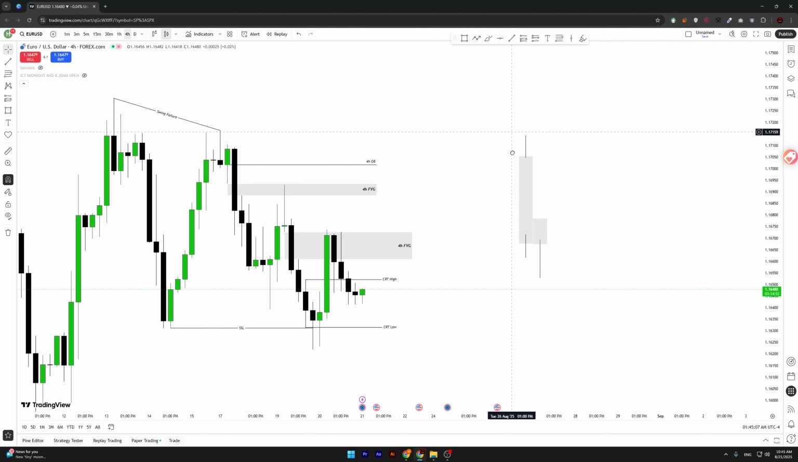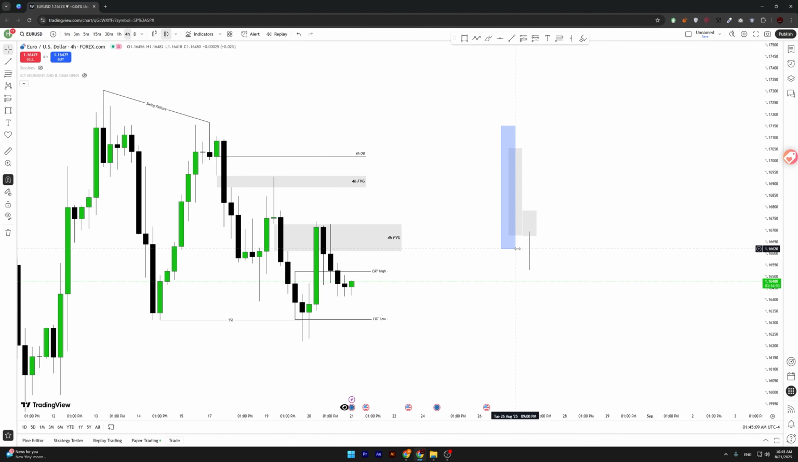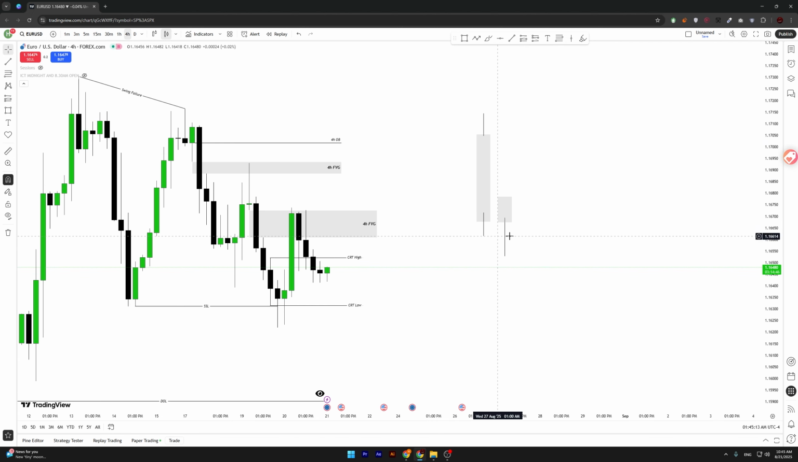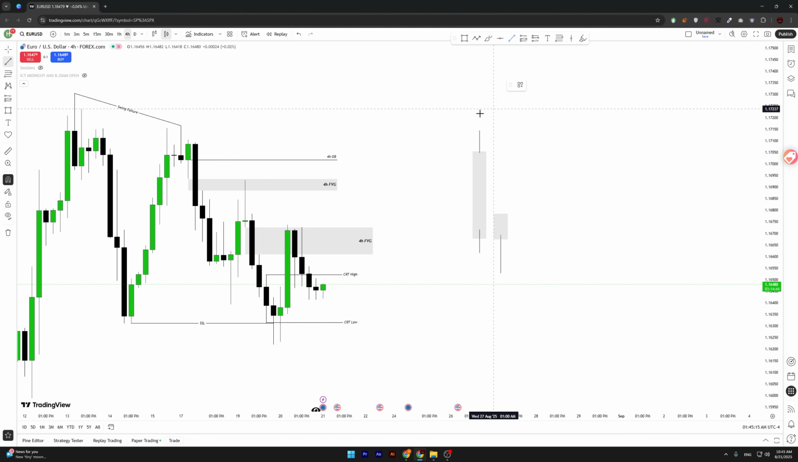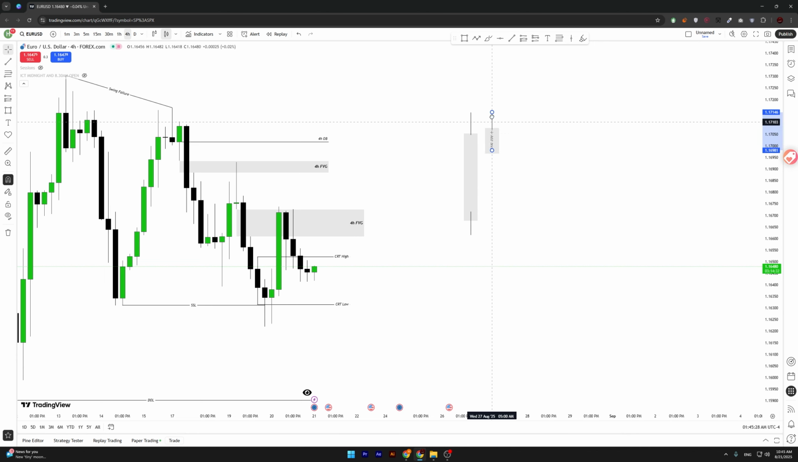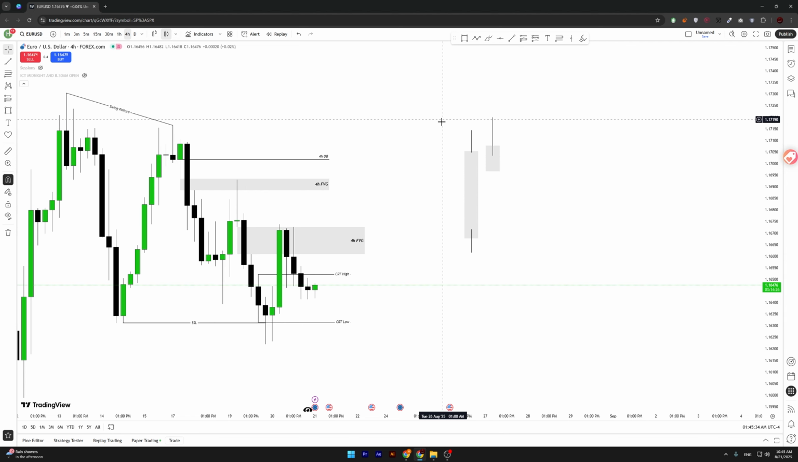So if price sweeps this low, we expect that it will move to the high, but if it swept the high, like this, and the body candle closes inside the wick, this is a must, the body must close inside the wick.